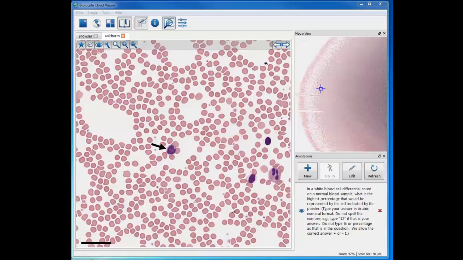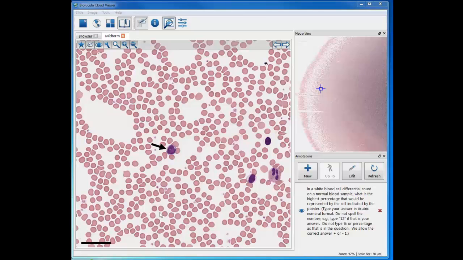This question indicated a lymphocyte in a peripheral blood sample, and you were asked, in a white blood cell differential count on a normal blood sample, what is the highest percentage that would be represented by the cell indicated by the pointer? Well, the range that we gave you in the lecture was anywhere from 32 to 34%. So actually 33% is the exact number, but we allowed 32 and 34%.